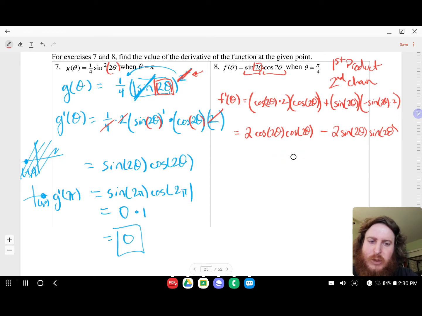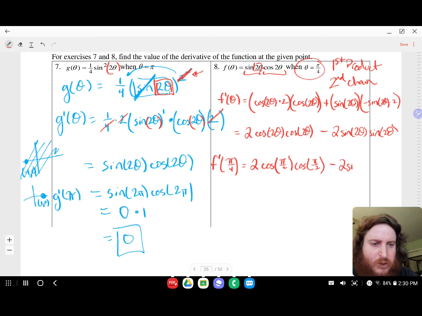You don't have to on this question because it's asking you at pi over 4. So whenever it's saying at a certain term, I never worry about simplifying. I just plug in as quickly as I can. So that's what I'm going to do here. So f prime of pi over 4, that's going to give us 2 cosine. Now 2 times pi over 4 will give us pi over 2 times cosine of pi over 2. And again, if you have that squared, that's awesome. I really like that. But I just chose to plug it in as quickly as I could.